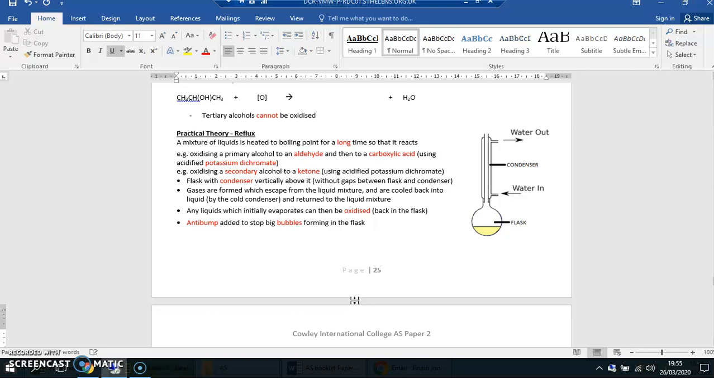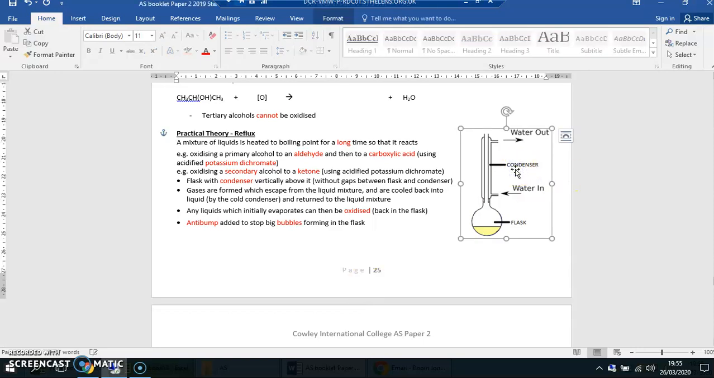A practical theory. So we're due to do a reflux. We're not going to manage to do it at the moment, but what a reflux is, it's anywhere where you need to heat something in a flask, but then you don't want to lose any of the gases. So you put a condenser upwards, instead of distillation. That means that the liquids here, if they evaporate, will go up into the condenser and any gases will cool and drop back down into the flask.